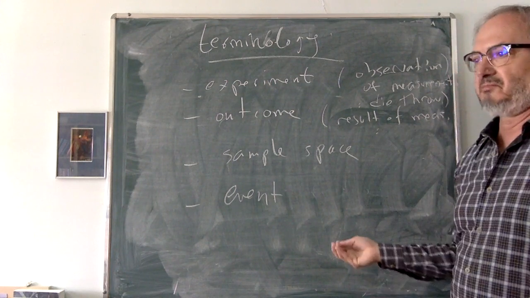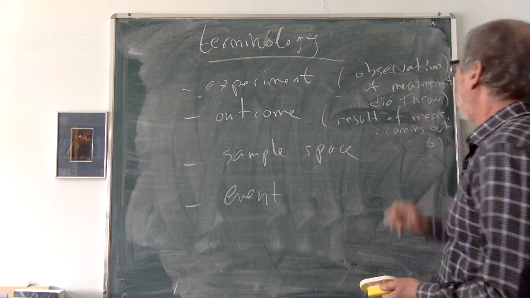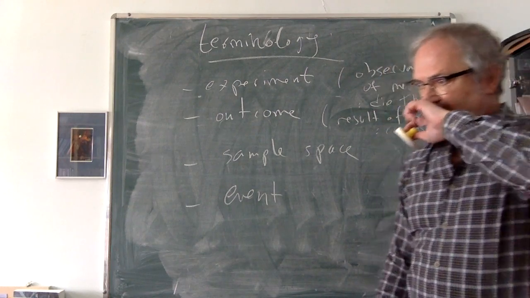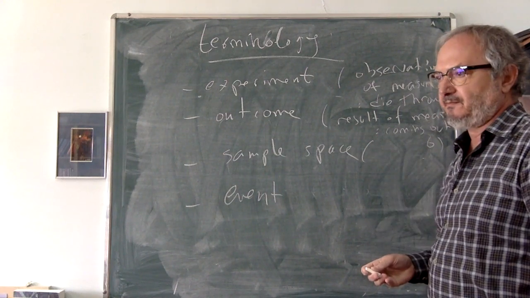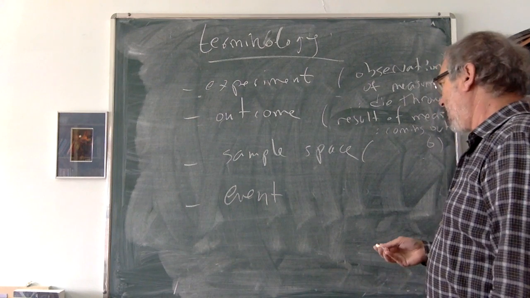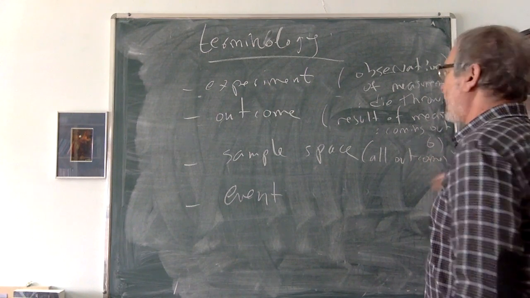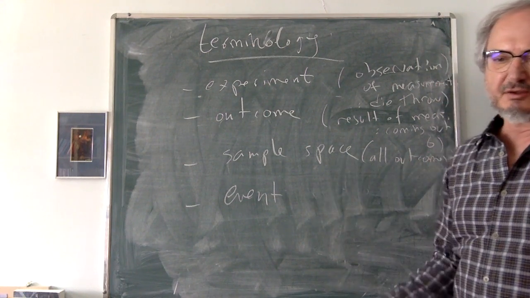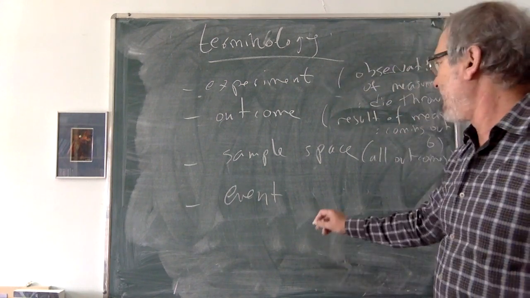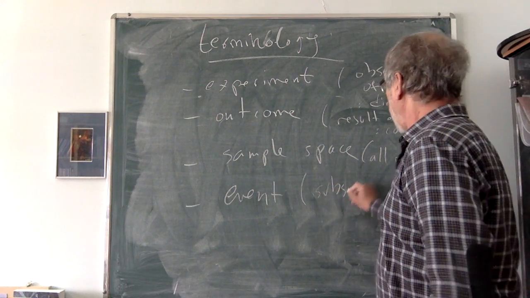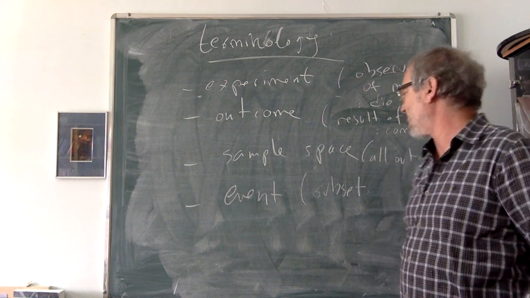Something like coming out 6. Sample space is all outcomes. So in throwing a dice, your sample space is essentially 1 to 6. Okay. An event is usually what you're interested in to make inferences, because you want to talk about events.